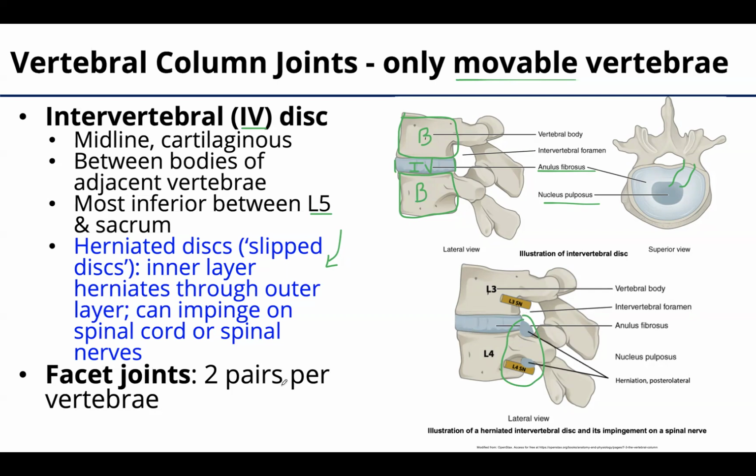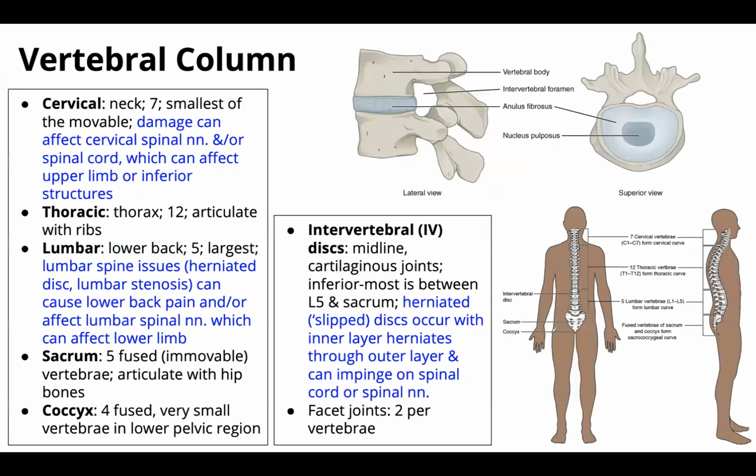Adjacent vertebrae will also have what are referred to as facet joints, where an articular process, so you can see an articular process right here, of the superior vertebra will articulate with the articular process of the inferior vertebra. And so there will be 2 facet joints with each vertebra, and this joint allows for gliding movements. So actually quite a few joints associated with the vertebral column.